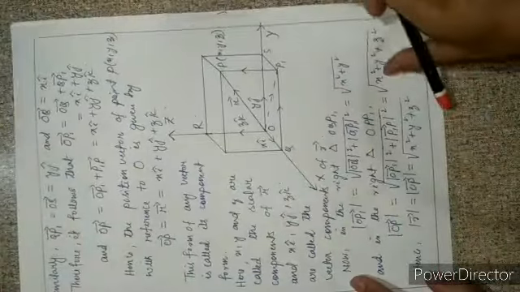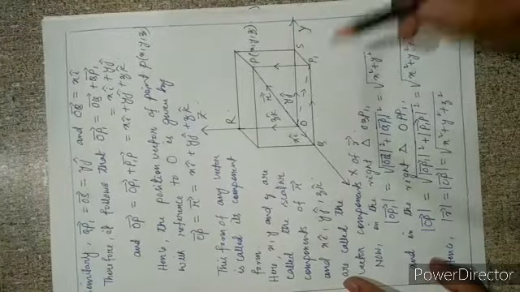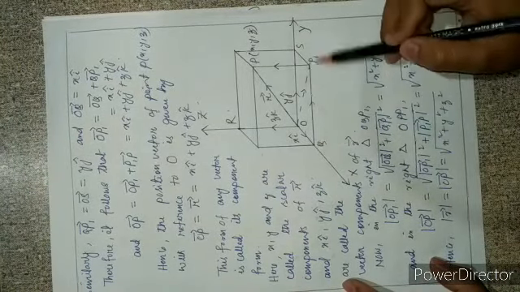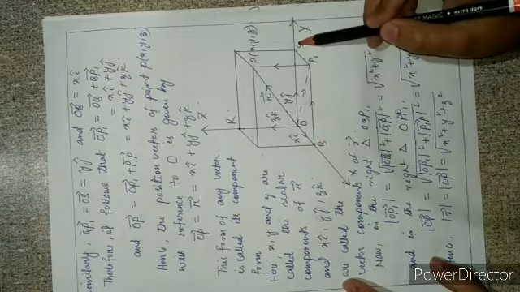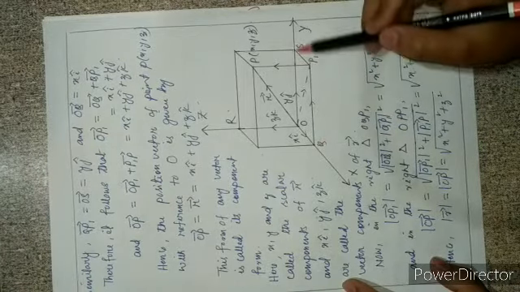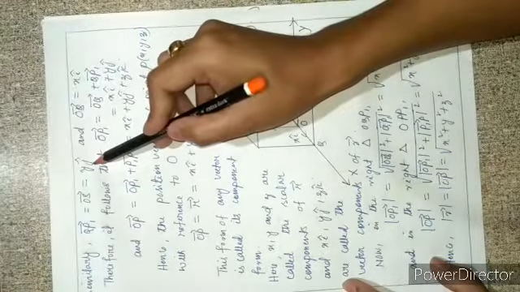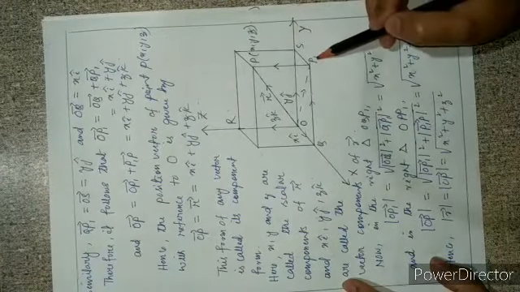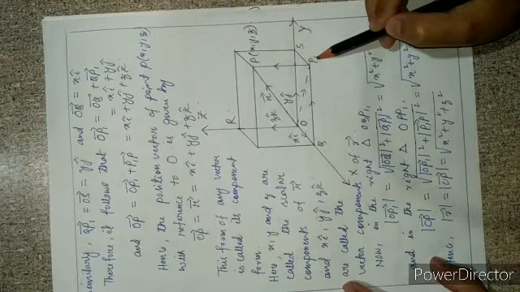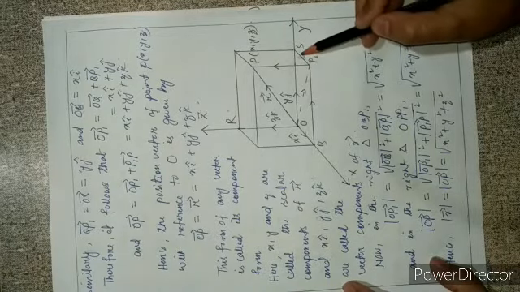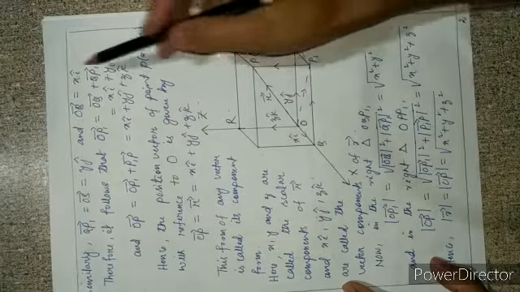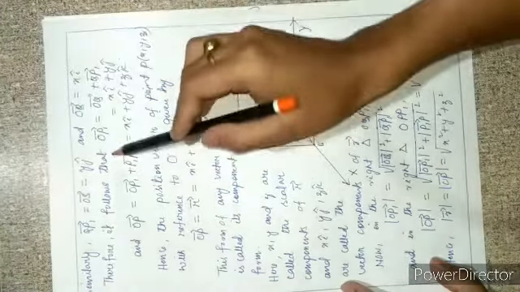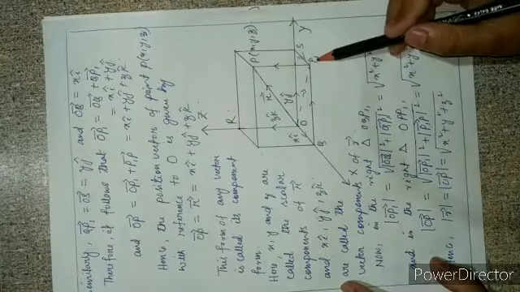Next, similarly, QP1 vector is equal to OS vector, which is equal to y j cap. And OQ is the same as SP1 vector, which is equal to x i cap. Therefore, it follows that OP1 vector.